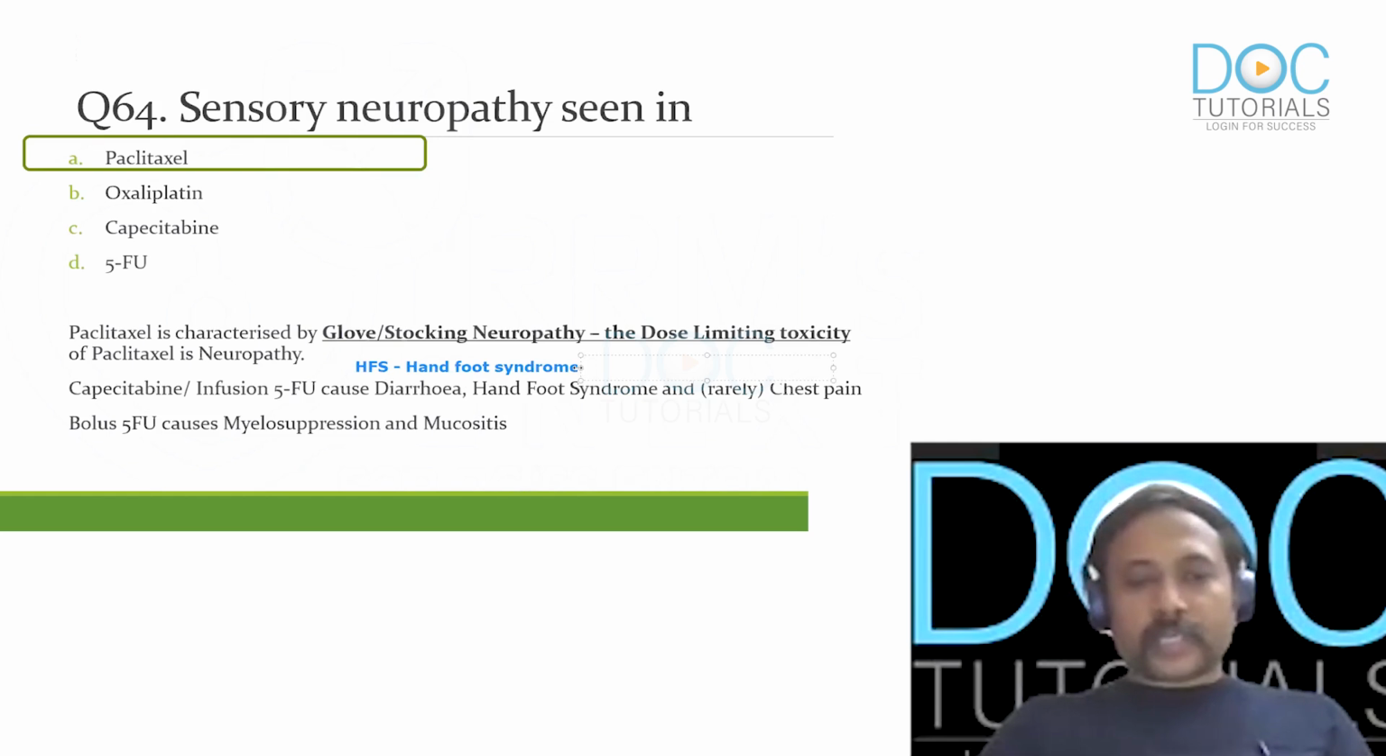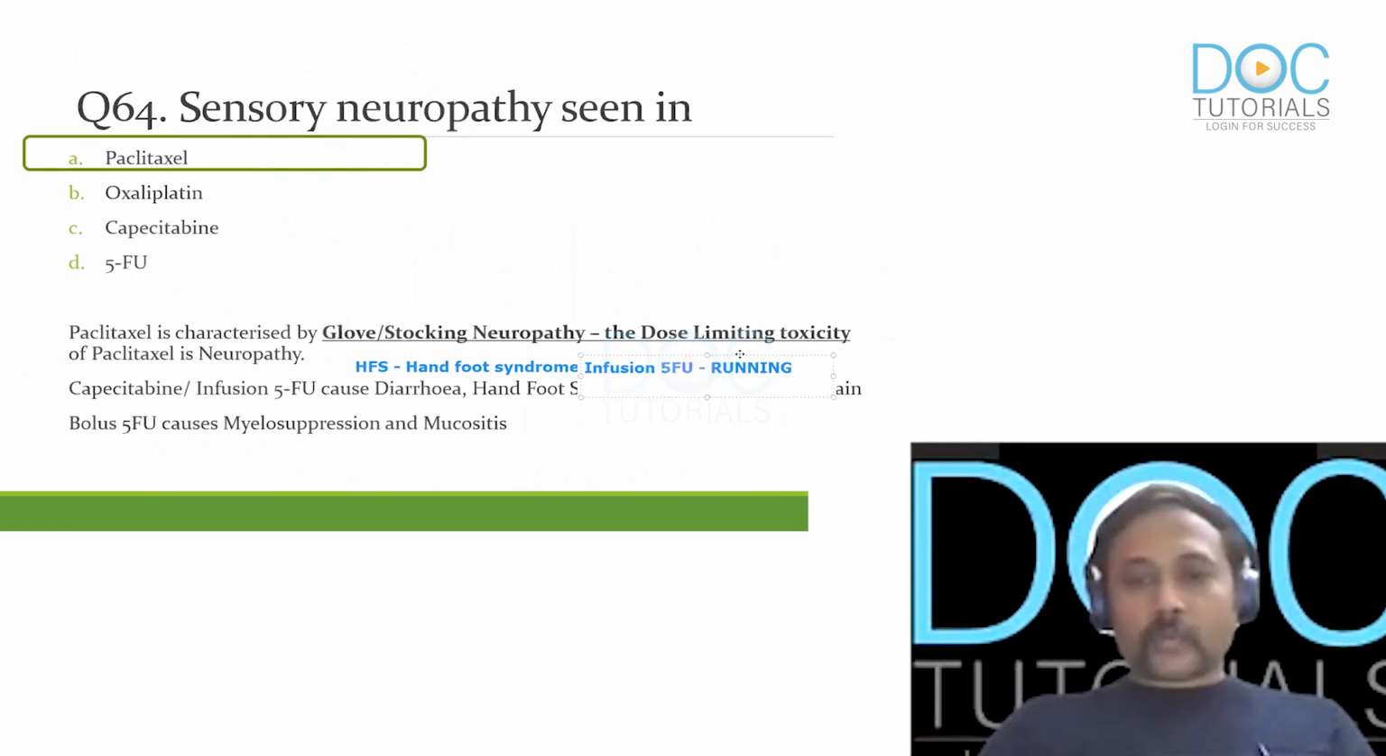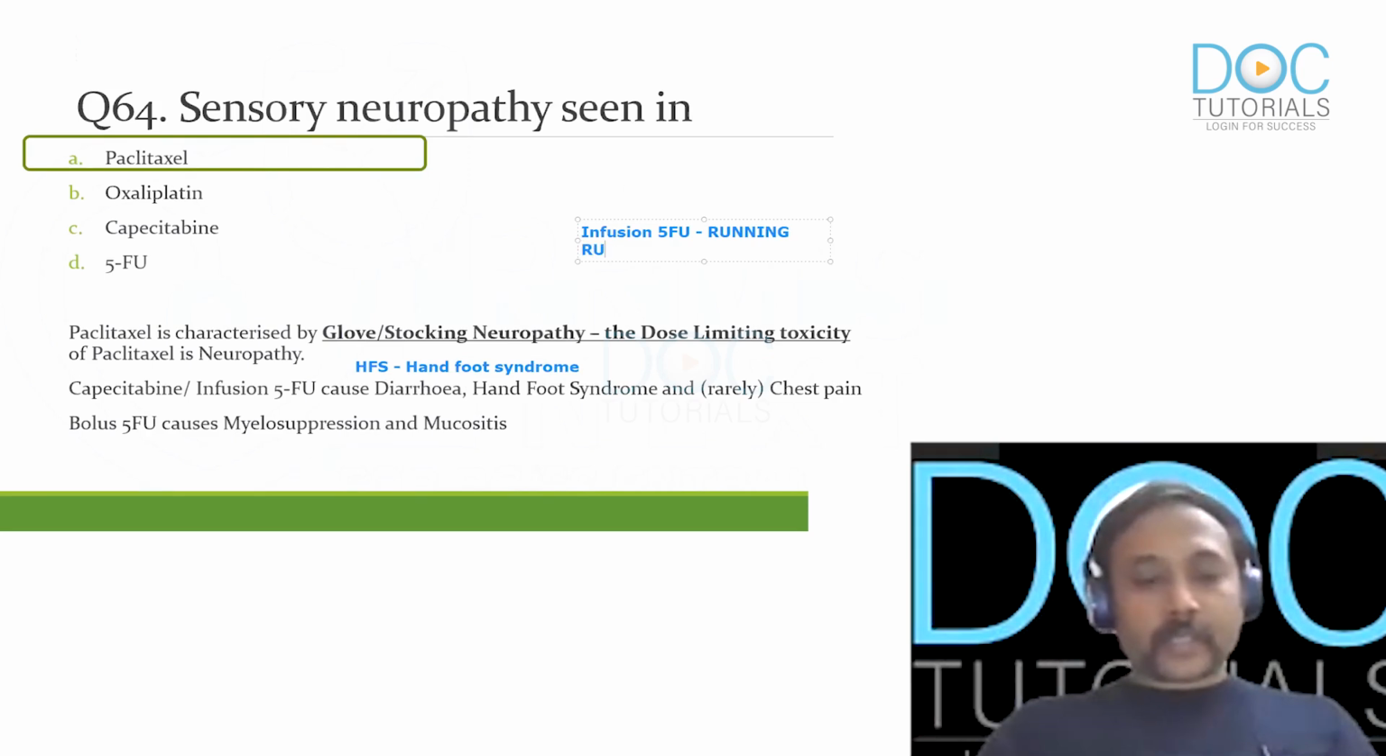So this was something which I had taken in one of my offline classes. What essentially happens is there is a difference in the toxicity for infusion versus bolus 5FU. Infusion is something which will be running in an IV line. So when you have runs, that is the way to remember the toxicity associated with infusion 5FU. What are the things that will be caused by running? Runs is another name for diarrhea. So it will cause diarrhea.